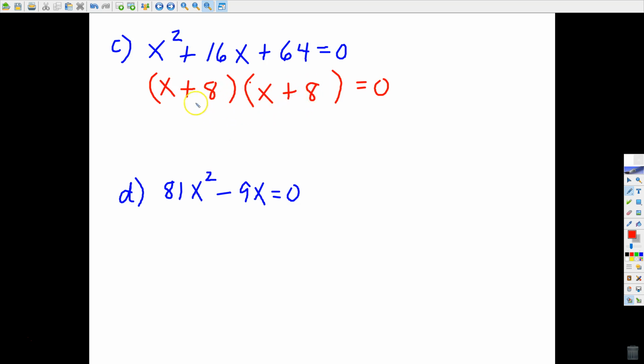Okay, so really we just have the same number that serves as a solution for both of these. So I guess you can see that if you set x plus 8 equal to 0, you're going to get the solution x equals negative 8. Okay, let's try letter D.